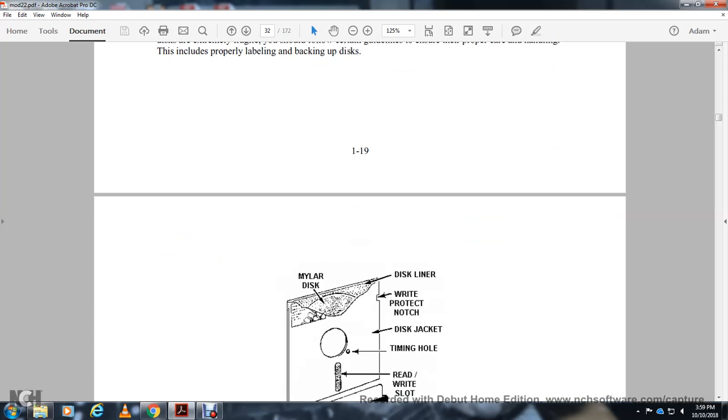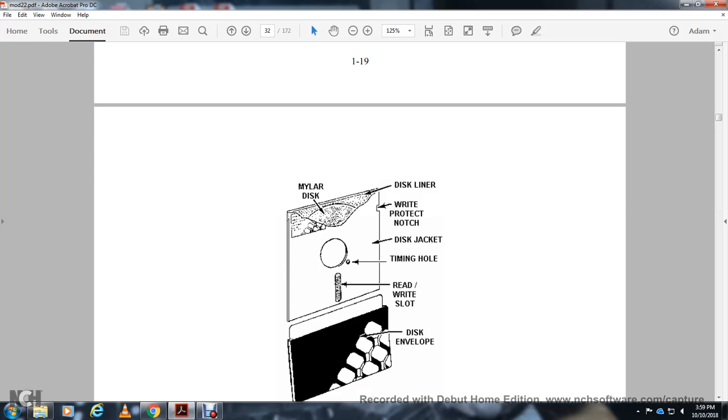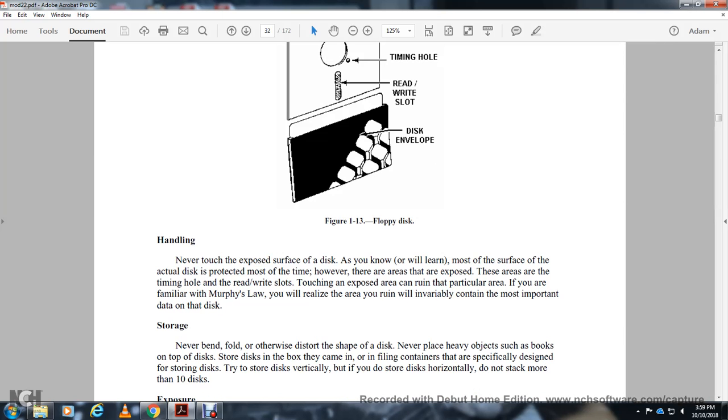Show the Mylar disk, the disk jacket, the notch, the timing hole, and the read/write slot in the disk envelope. Handling: never touch the exposed surface of the disk.